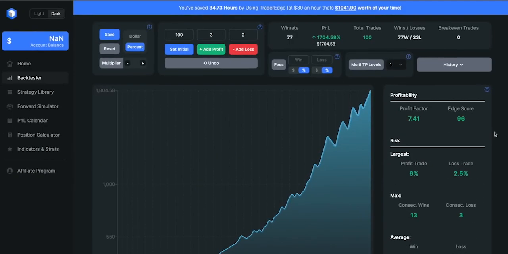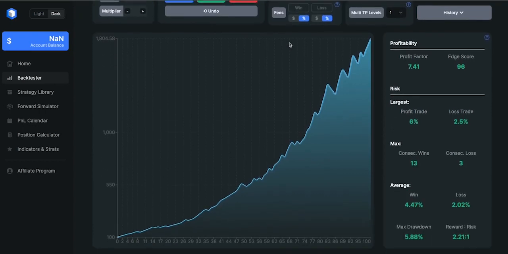So the backtesting is finally finished and the results look really promising. The win rate for the strategy is 77%, and because our risk reward was 1 to 3, the strategy increased the account size by over 1700%. The profit factor is 7.41, and we had 13 consecutive wins against 3 consecutive losses.